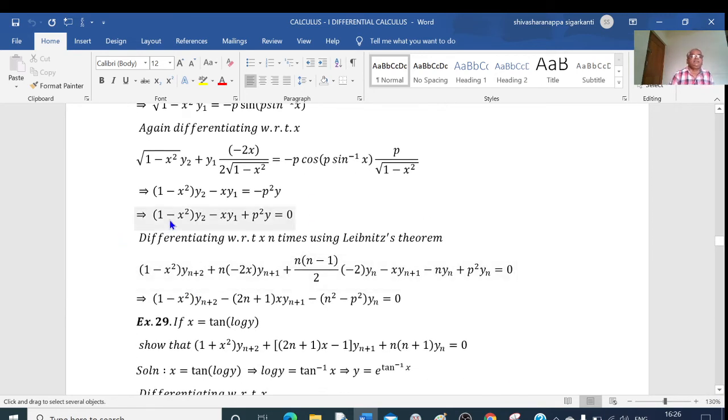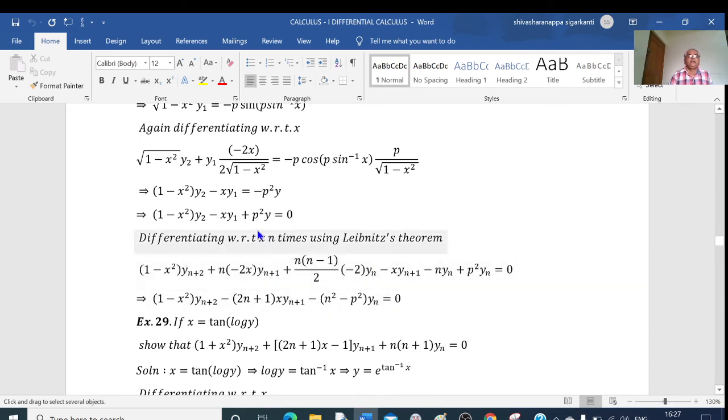Now differentiating this equation n times with respect to x using Leibniz theorem. For the term 1 minus x square as it is, nth derivative of y2 is yn plus 2, plus nC1 is n. Derivative of 1 minus x square is minus 2x, with 1 less derivative of this is yn plus 1, plus nC2 is n into n minus 1 by 2 factorial, into derivative of minus 2x is minus 2, with 1 less derivative of this is yn.